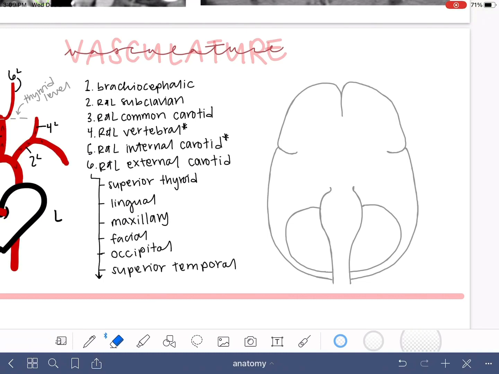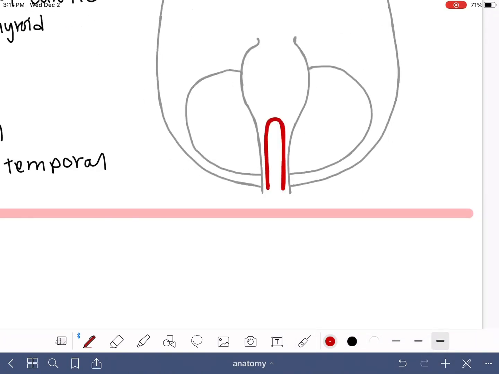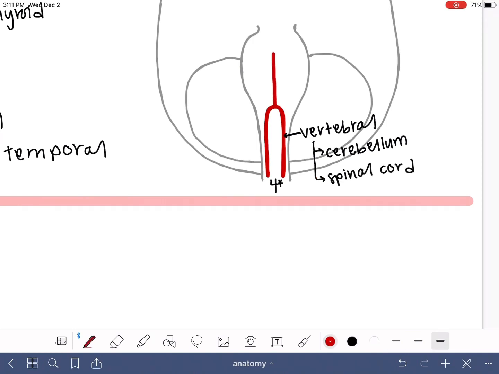So let's talk about the blood supply to the brain. This is like a little outline of the brain. We have the medulla, the pons, the cerebellum, and the cerebrum. Coming up the medulla, we have these two arteries. It's number 4 on the list over there. These are the vertebral arteries. These actually travel up through the transverse foramen in the cervical vertebrae. These have little branches that come off of them that supply the cerebellum and the spinal cord.